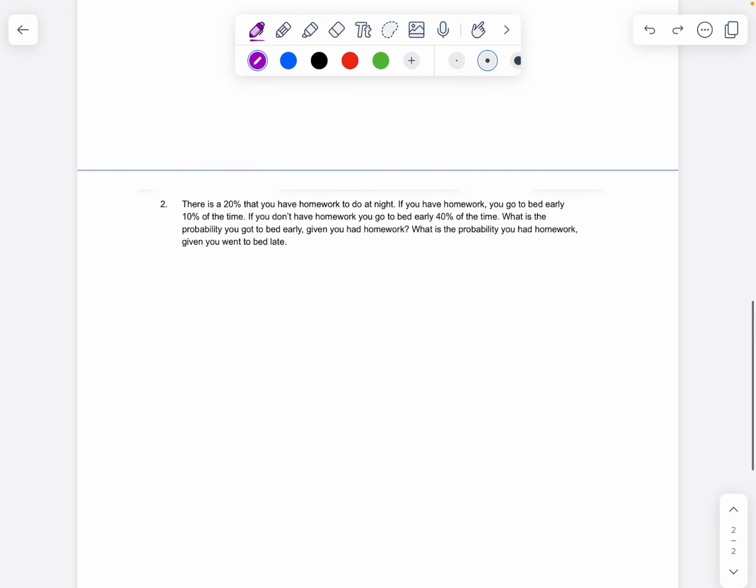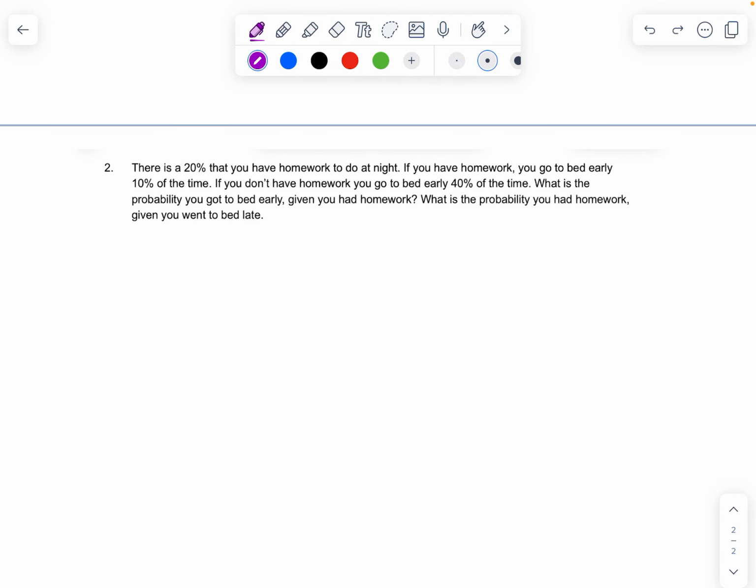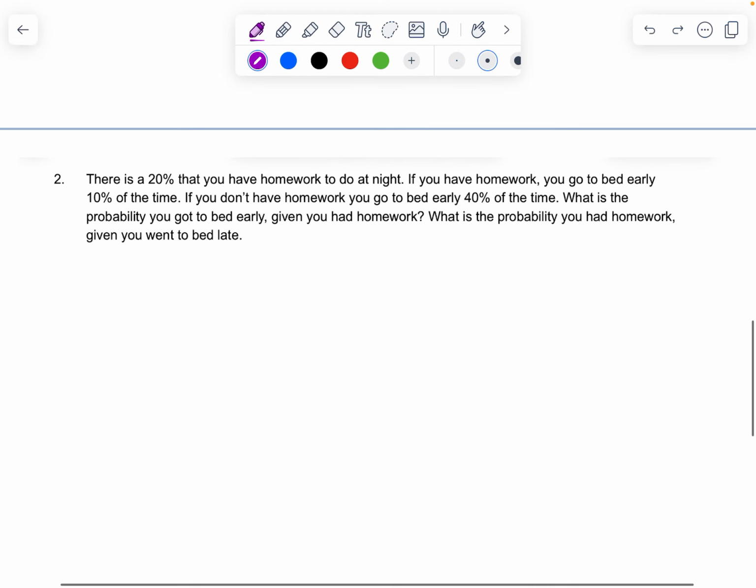Now let's look at another example. So there's a 20% chance that you have homework to do at night. If you have homework, you go to bed early 10% of the time. If you don't have homework, you go to bed early 40% of the time. What is the probability you go to bed early given you had homework? What is the probability you had homework given you went to bed late?